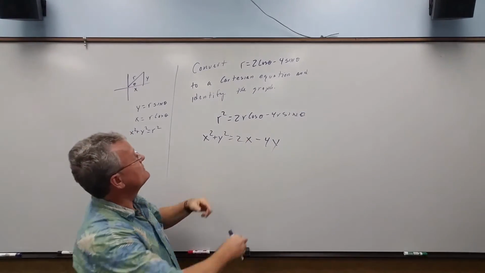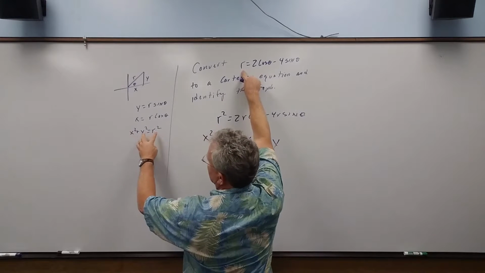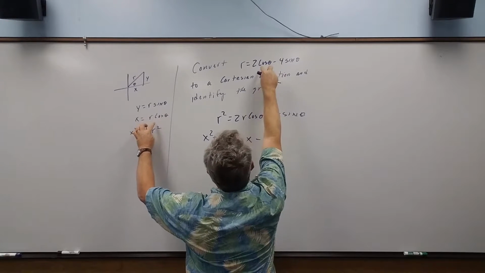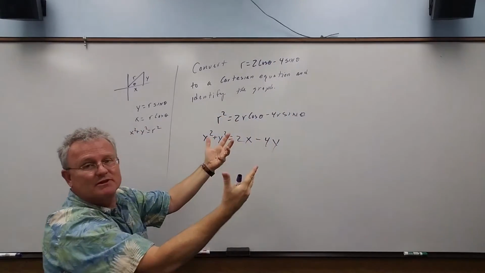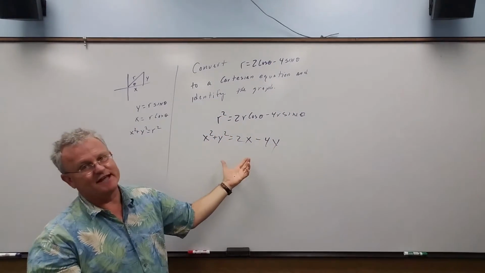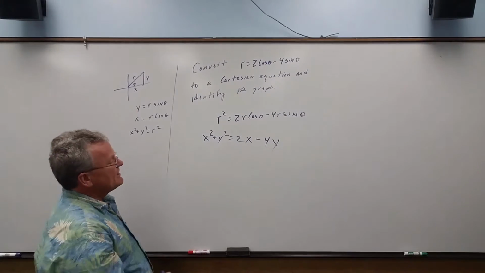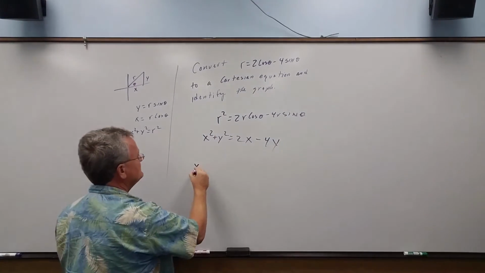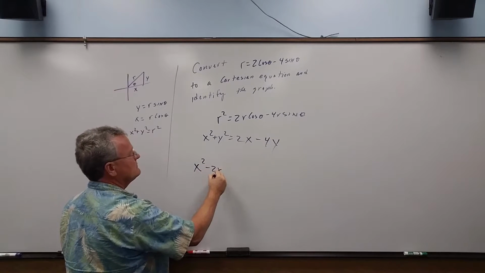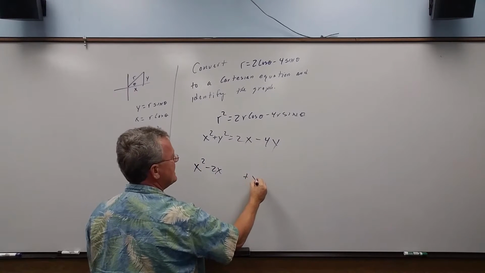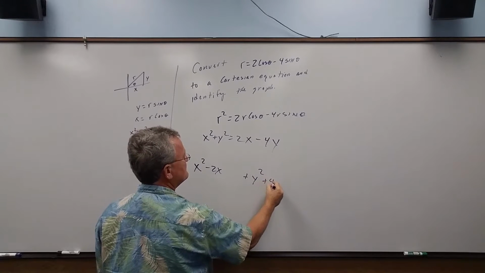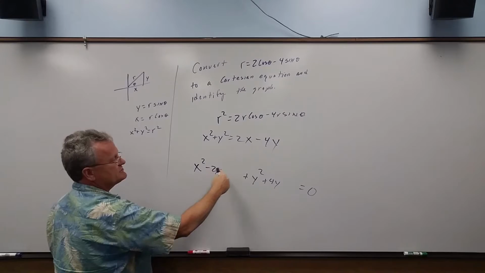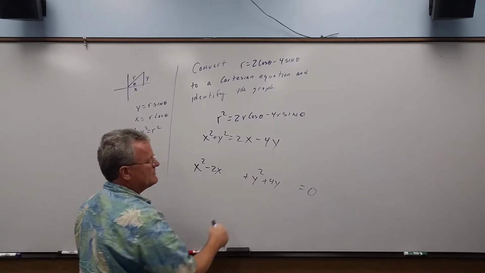Now, you might want to plug in the square root of x squared plus y squared for r, and for cosine, plug in x over r, manipulate that, and you're going to get the same equation here. But anyways, now we're asked to figure out what's the graph of this. Well, to figure this out, let's get everything on one side. So bring the 2x over, it changes sign. The negative 4y becomes a positive.